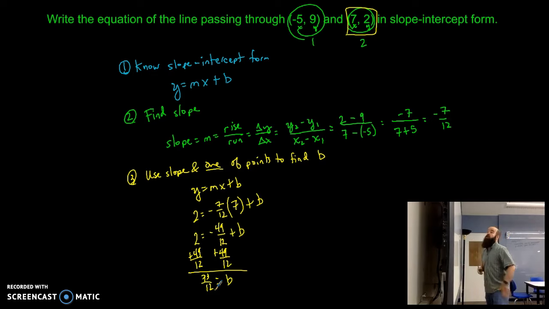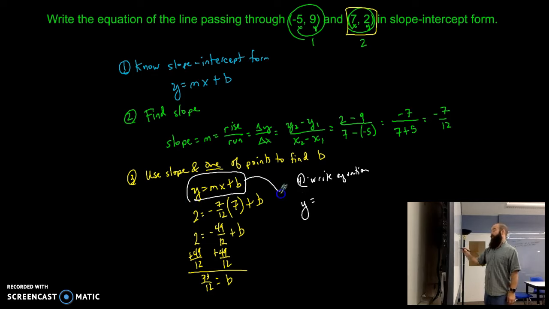I've got the slope. So now my last step is to actually write the equation out. And I do that by simply putting in the m and the b in the appropriate place in the slope-intercept form. Which is this. So I'm going to replace the m and the b with the m in this problem, -7/12, and the b with the b in this problem. That's what that looks like.